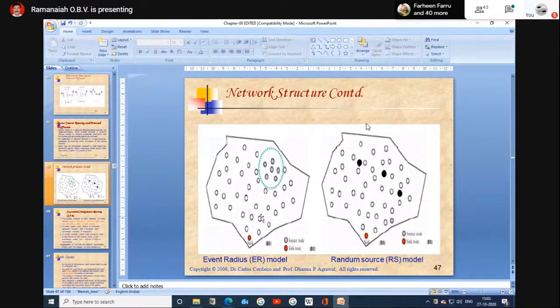The difference is, in event radius, the event has occurred at the central node, and all its neighbors will become data sources. Here in the random sources model, the sources themselves are random, right? They are scattered throughout the network, and from them the data is collected, processed and forwarded towards the base station. These are the event radius and random source models in directed diffusion. Right, this is another algorithm. So try to understand this.